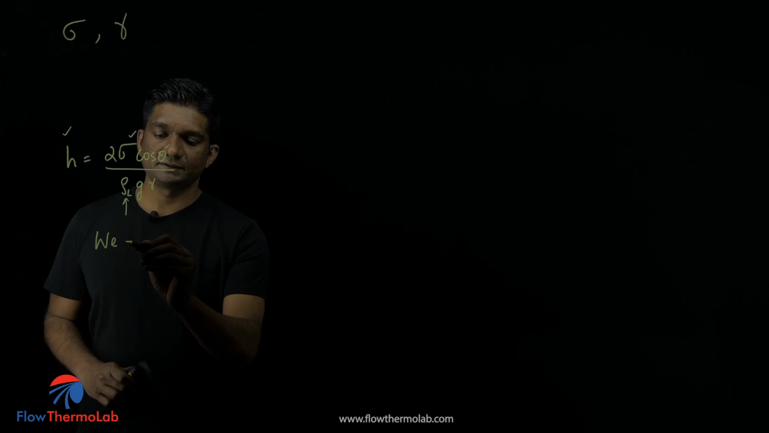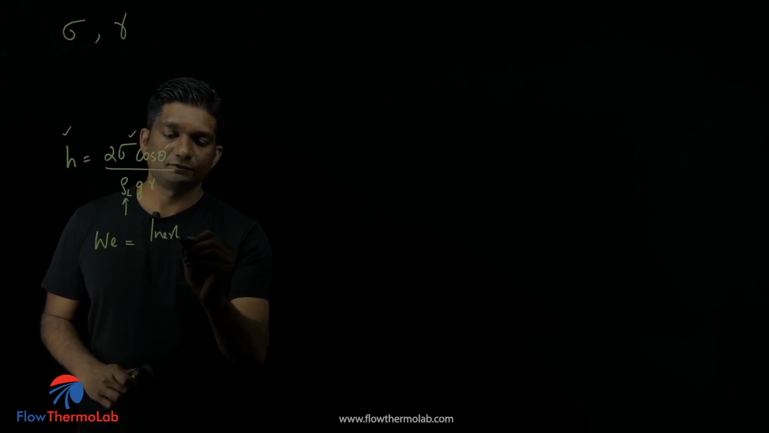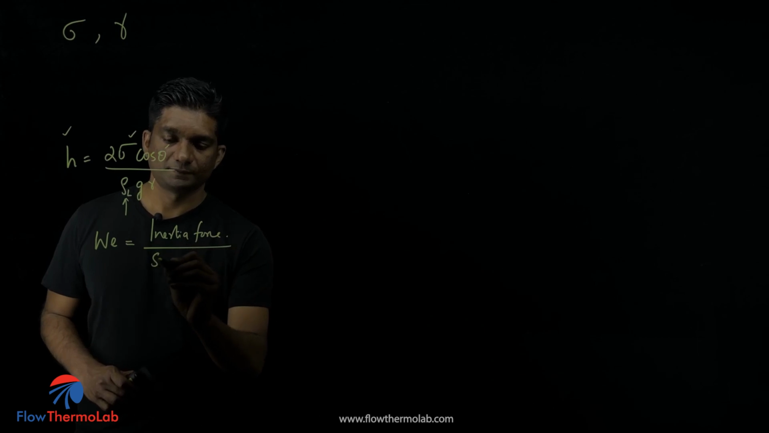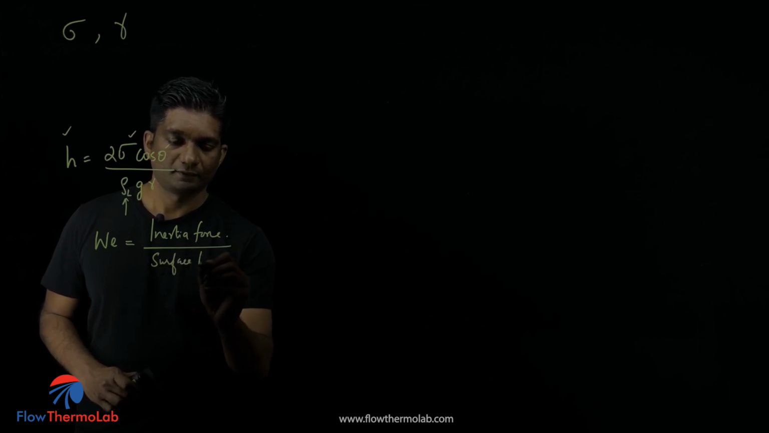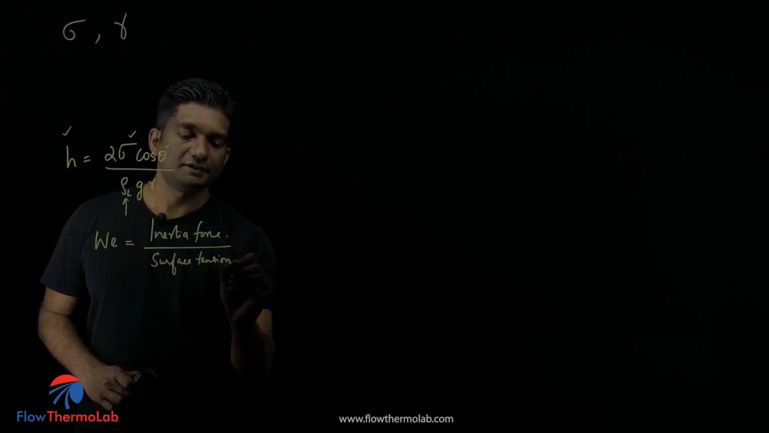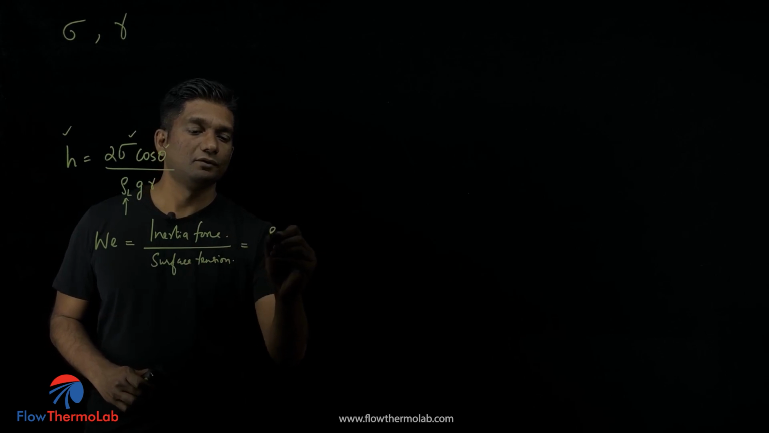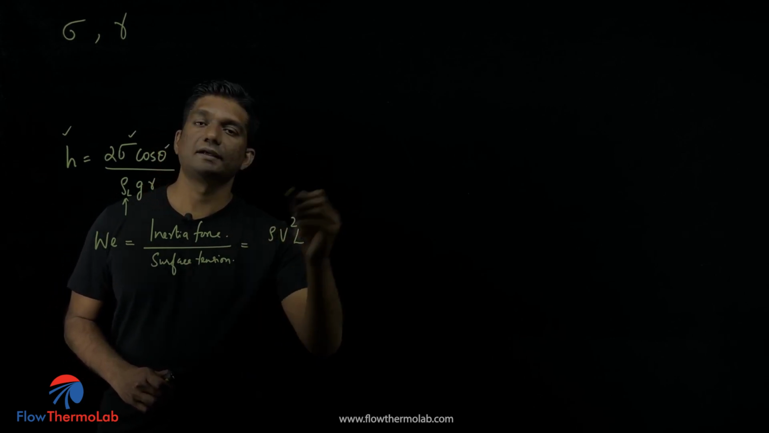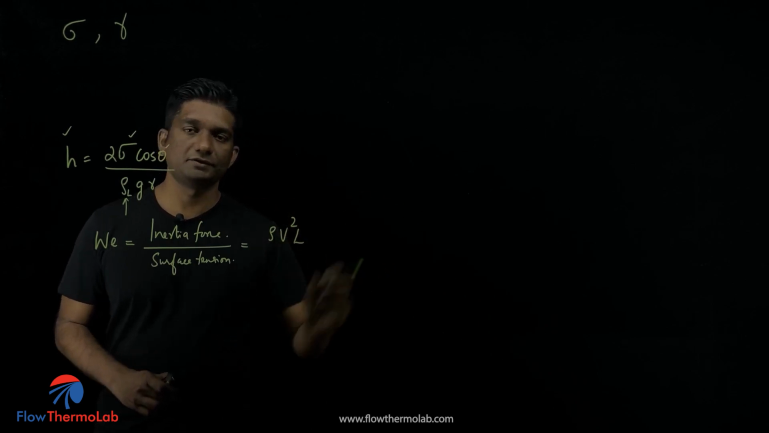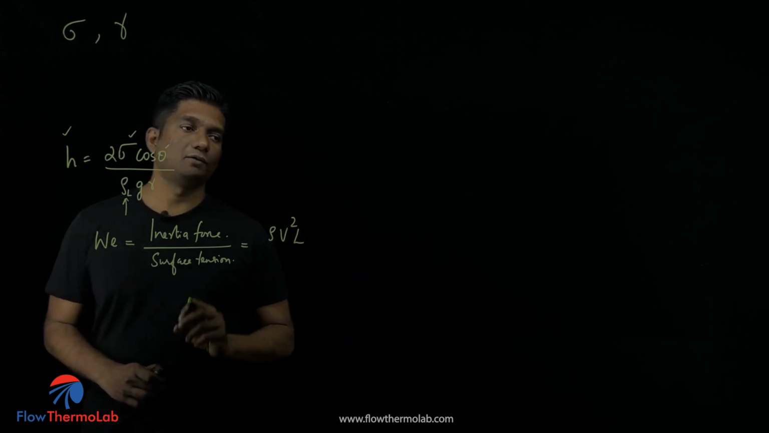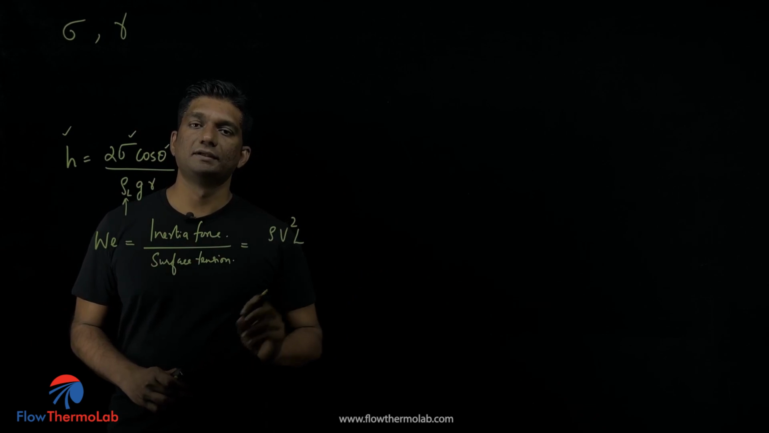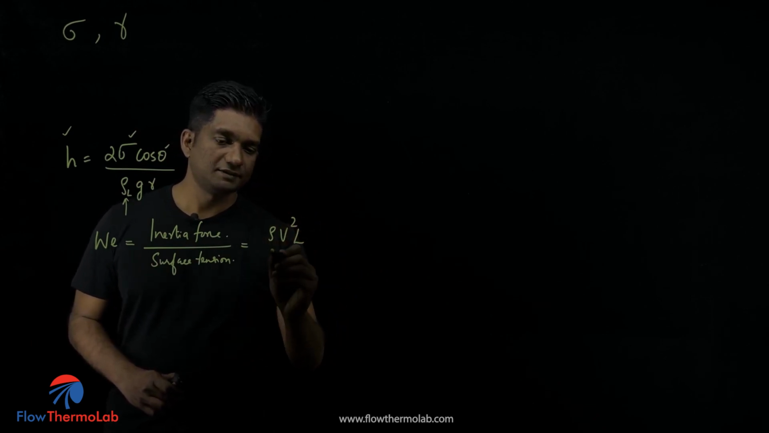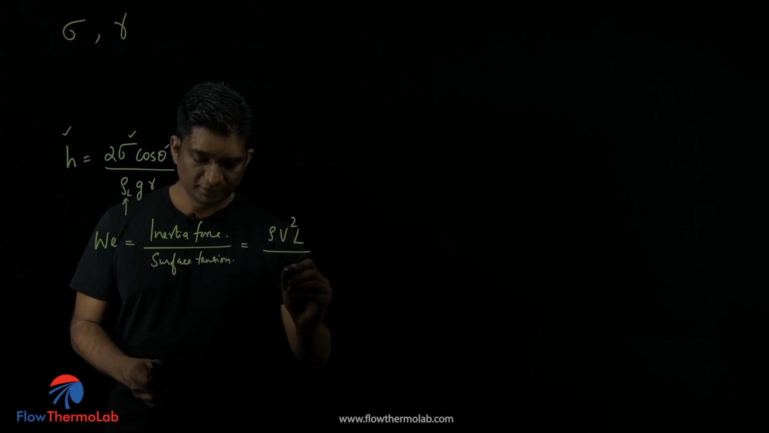The Weber number is nothing but the inertia force divided by the surface tension force. So that is nothing but rho v squared times the characteristic length, whatever the characteristic length is. If it is a droplet, the droplet length, or if it is a flow through a microchannel, then the diameter of that channel. So whatever the characteristic length is, consider that length, divided by sigma.